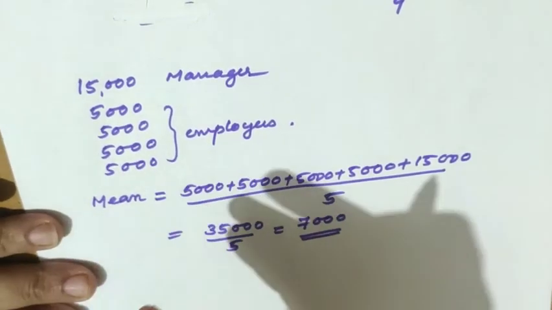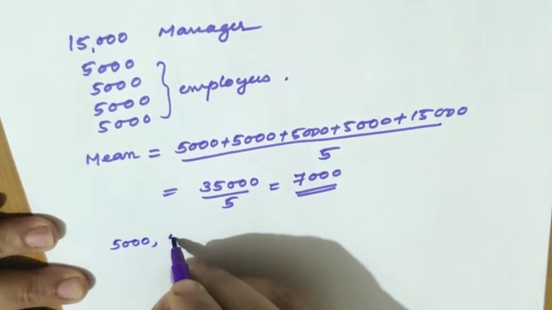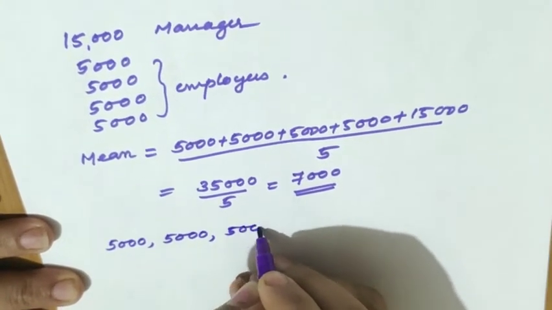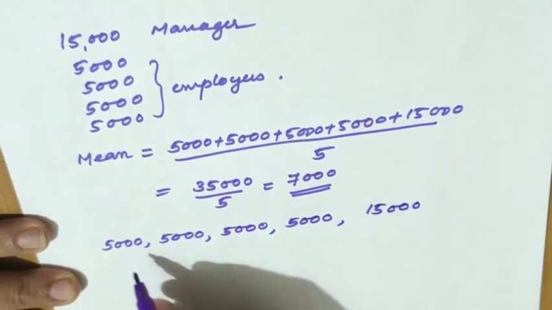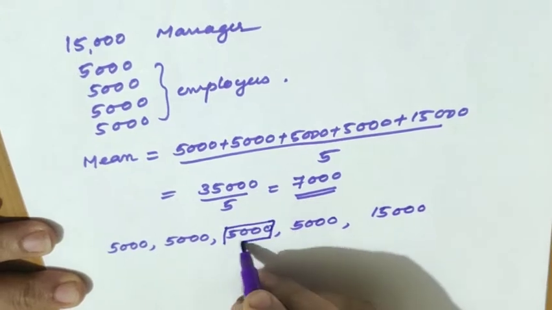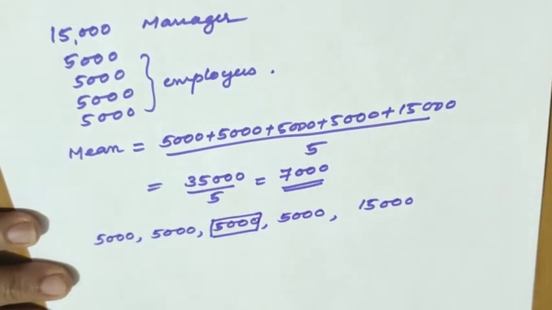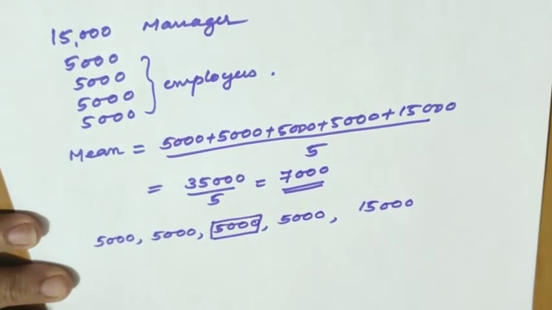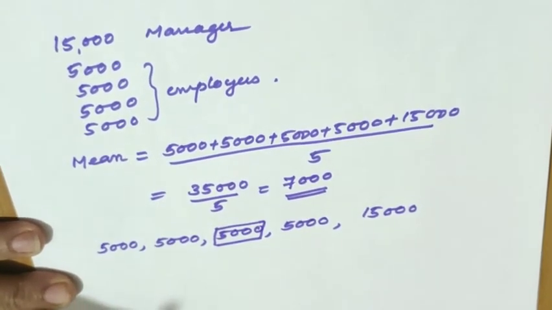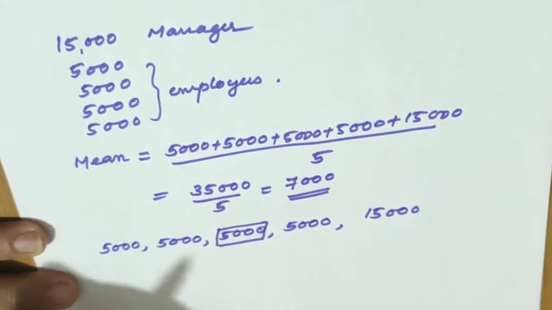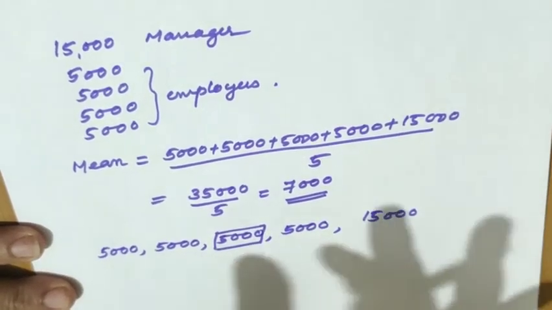If I go for the median, what should we do? We should arrange in ascending order. So 5,000 four times, and again 15,000 is coming last. Now see which is the middle value: 5,000. So 5,000 is a true representative of this group. These are the situations where we are going to use the median. That means the mean we cannot use in such situations. That is why different types of measures of central tendency are required in different situations depending upon the data.